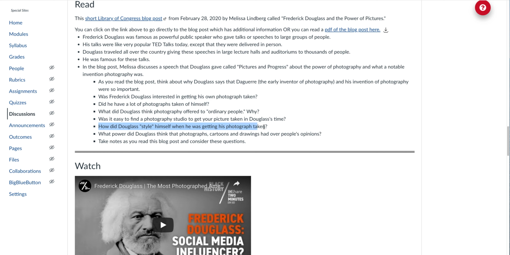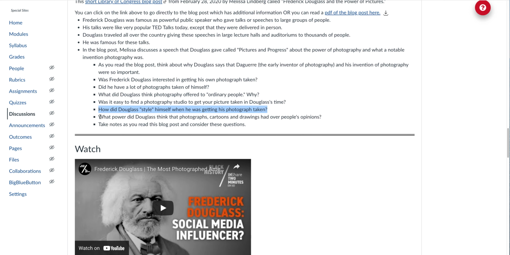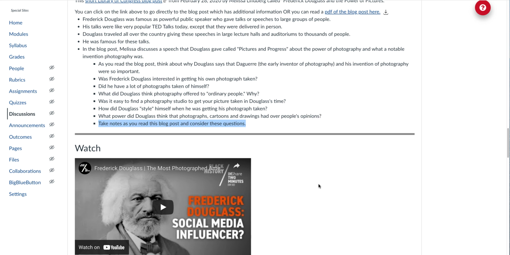How did he style himself when he was getting his photograph taken? He was very careful about what he wore, about the camera angle. He wanted to look his best. What power did Douglass think that photographs, also cartoons and drawings, had over people's opinions? So take notes as you read the blog post and consider these questions.